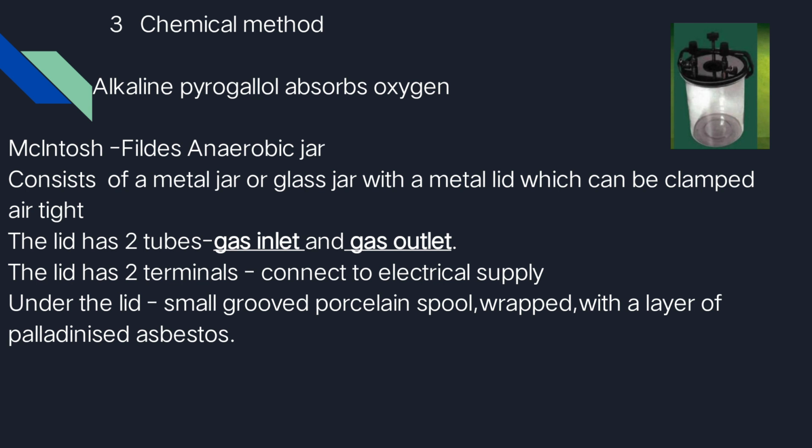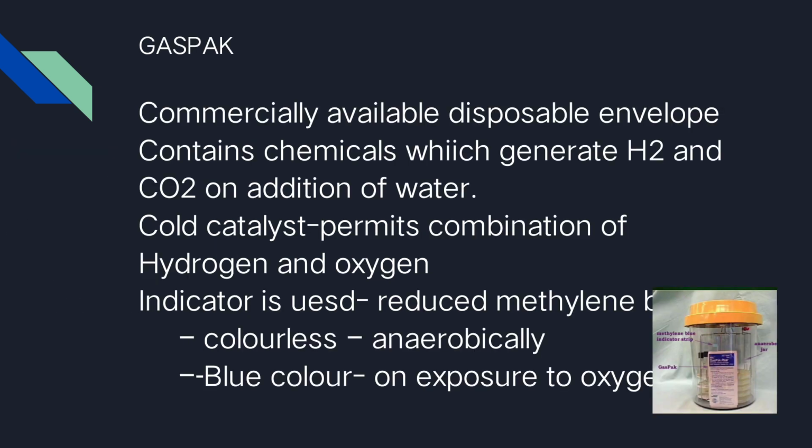McIntosh and Fildes anaerobic jar consists of a metal jar or glass jar with a metal lid which can be clamped airtight. The lid has two tubes, a gas inlet and a gas outlet. The lid has two terminals connected to an electrical supply. Under the lid, a small grooved porcelain spool is wrapped with a layer of pelletized asbestos. Gas pack: a commercially available disposable envelope contains chemicals which generate hydrogen and carbon dioxide on addition of water.